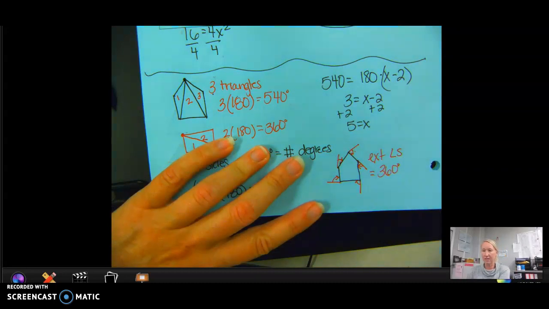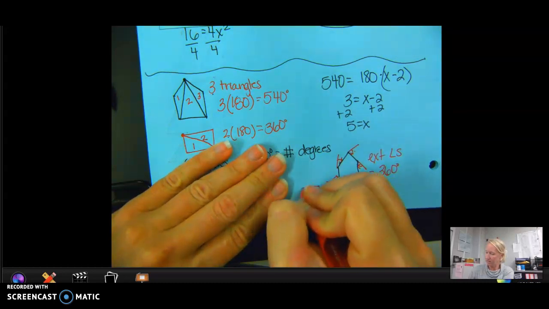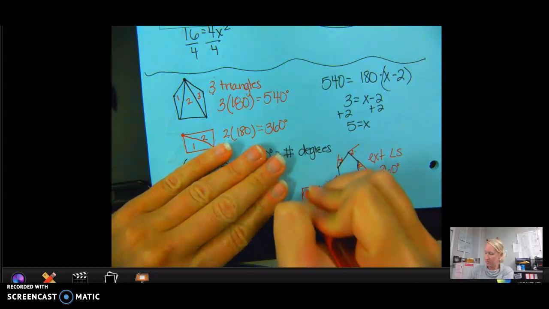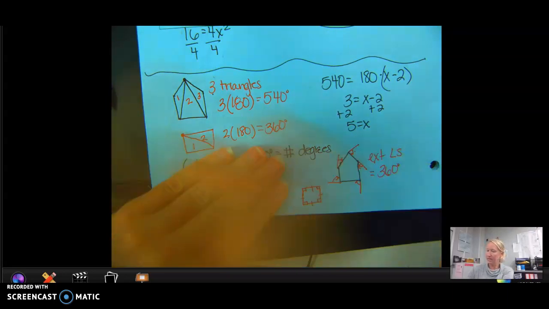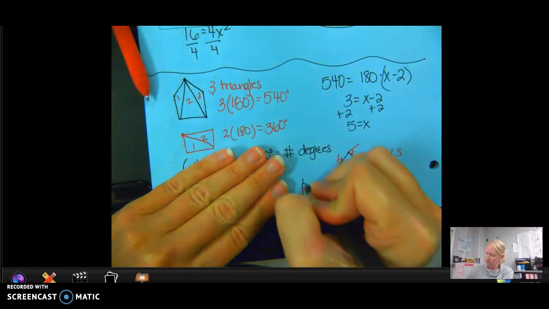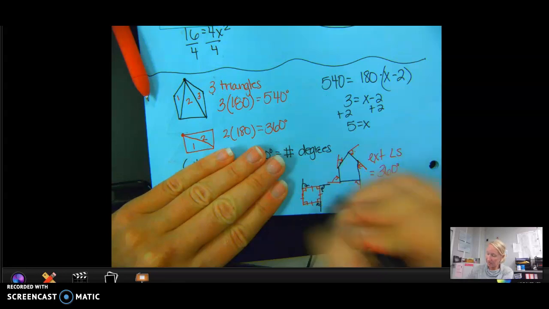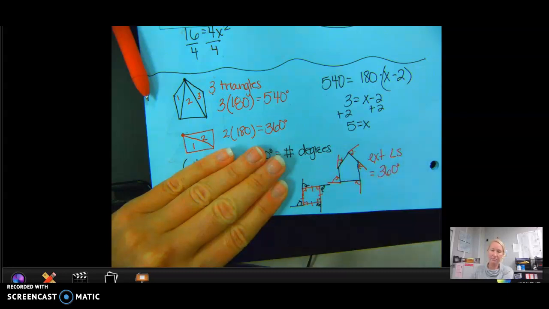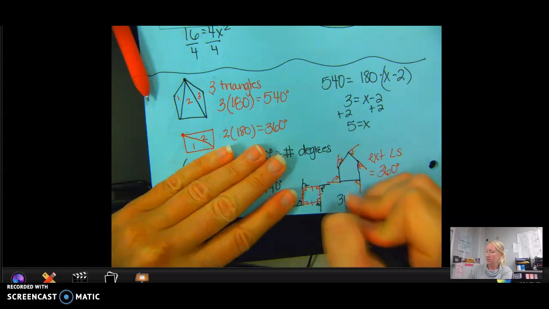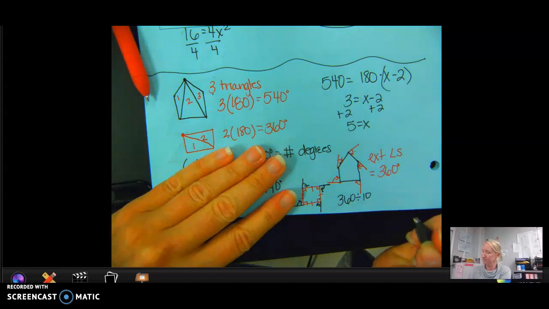Now, the other cool thing about this is if it's a regular figure, so all sides are equal, all angles are equal, like a square, all of its exterior angles are also equal. So if I extended these, square is probably the easiest one to talk about. If I extended these lines, if this angle is 90, then that makes this angle 90. So those are all 90. So if I know I have a regular 10-sided figure, I would just do 360 divided by 10, which would be 36 degrees in each of its exterior angles.